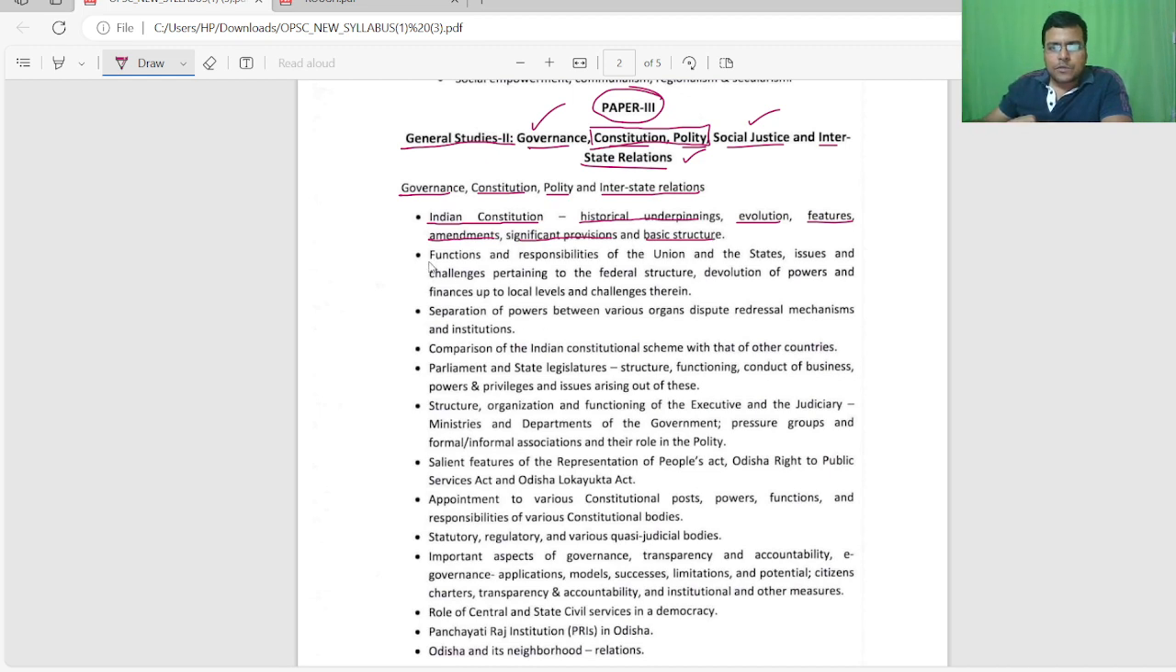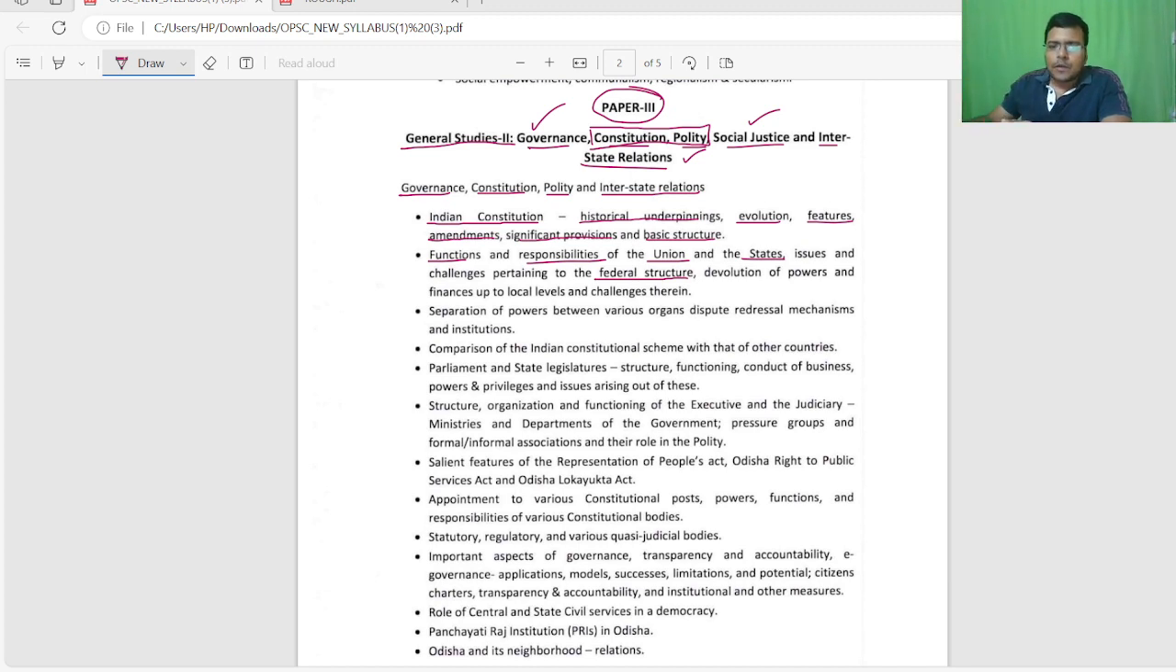Second, functions and responsibility of union and state. Function of union, power and authority of union and state. Federal structure. In public administration we have discussed center-state relation. So the federal features of this constitution and different types of federalism, for example, centralized federalism, bargaining federalism, cooperative federalism, competitive federalism, and now we are discussing confrontational federalism and coercive federalism.